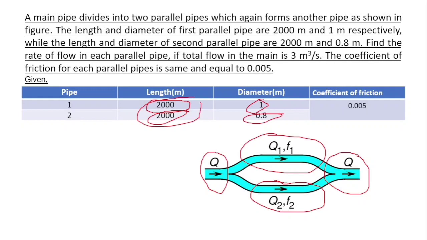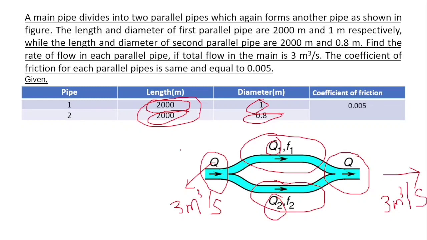So the lengths are constant. Find the rate of flow in each pipe. It means we have to calculate this Q1 and Q2. The total flow in the main, the value of this Q is 3 meter cube per second, and this will be also 3 meter cube per second.